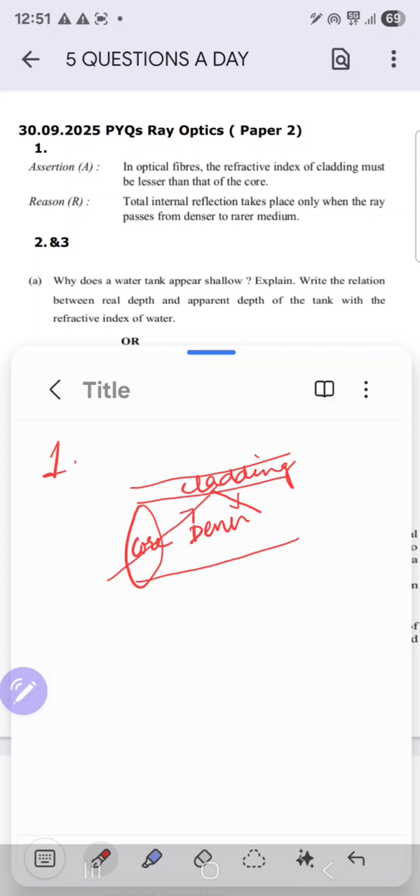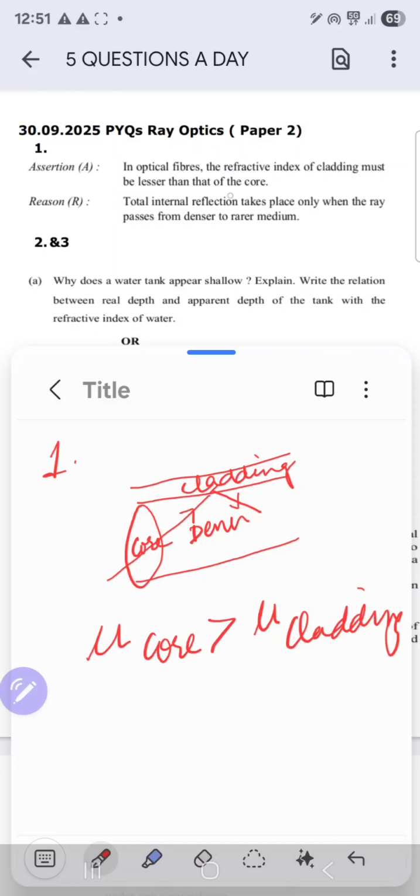So, in optical fibers, TIR takes place, and obviously here the refractive index of the core is greater than the refractive index of the cladding. As per this assertion, the refractive index of cladding must be less. So cladding is a rarer medium, so here refractive index is less than that of the core. So here the assertion is true.